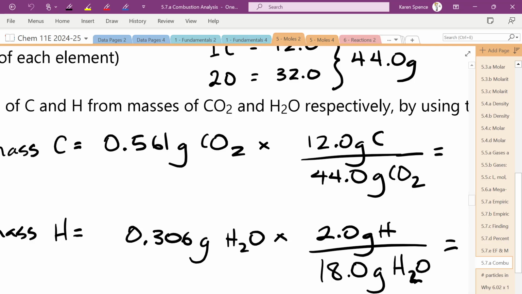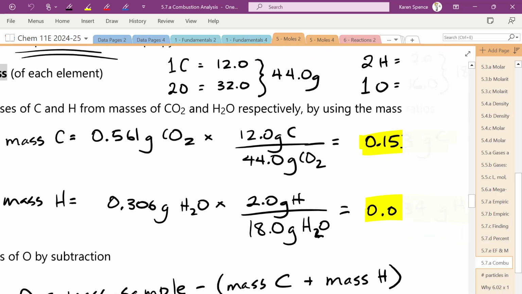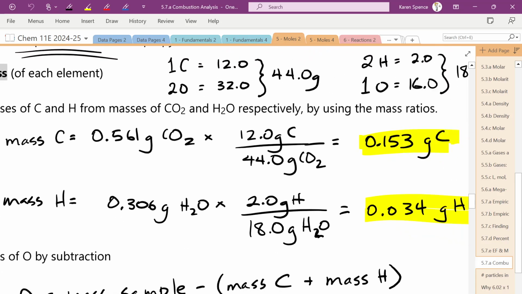grams of carbon in every 44 grams of carbon dioxide. Did you get that one? Okay, so we're not finding oxygen in CO2. We want the oxygen in the isopropyl alcohol.